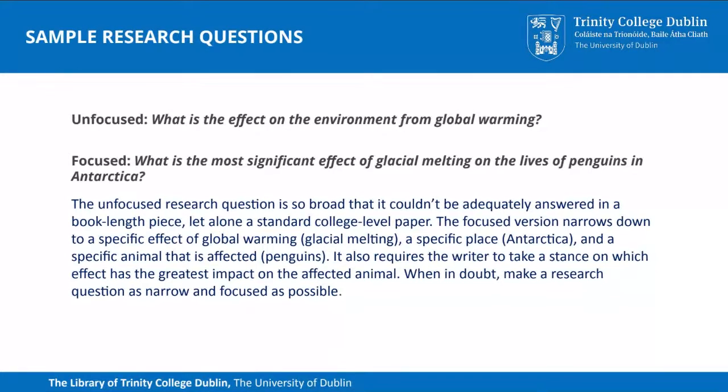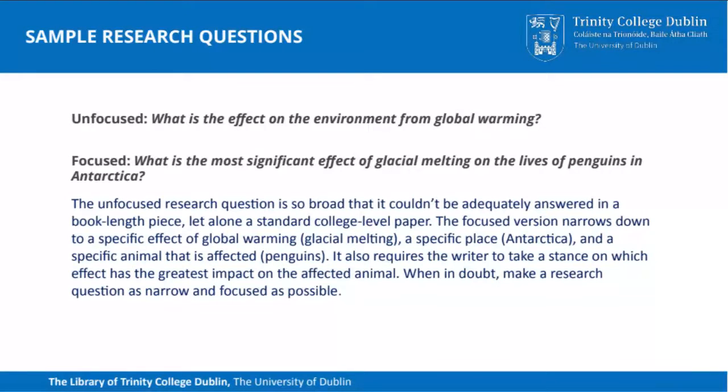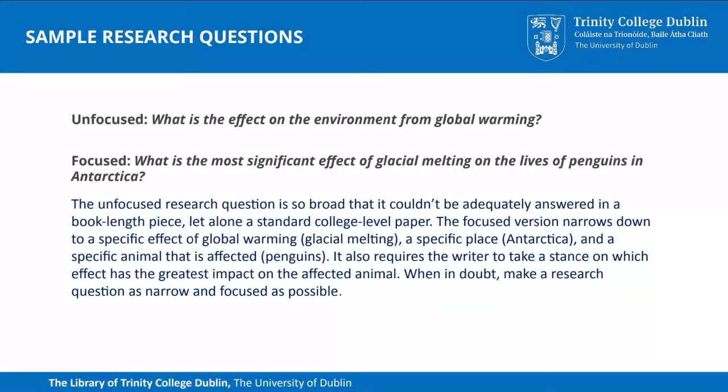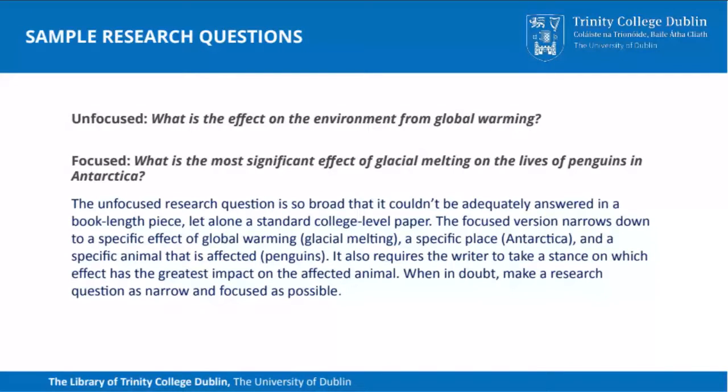The focused version narrows down to a specific effect of global warming, in this case glacial melting, a specific place, Antarctica, and a specific species affected, penguins. It also requires the writer to take a stance on which effect has the greatest impact on the affected animal. When in doubt, make a research question as narrow and as focused as you possibly can.